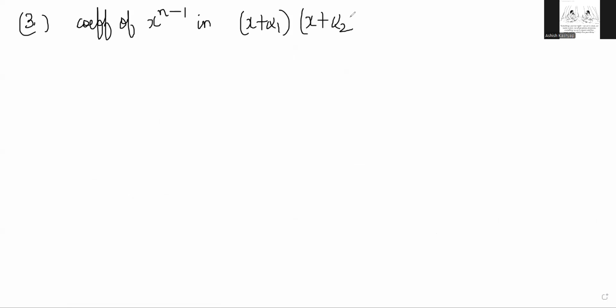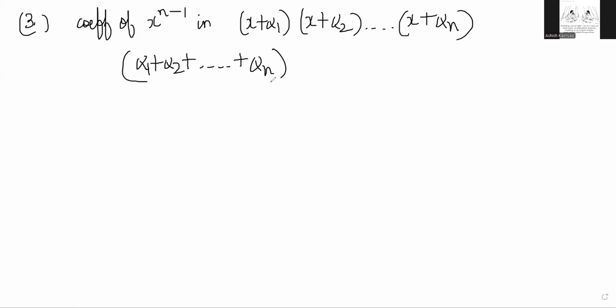Another related result will be the coefficient of x power n minus 1 in the expansion of (x plus alpha 1)(x plus alpha 2), and so on till (x plus alpha n). The coefficient would be simply alpha 1 plus alpha 2 plus till alpha n. This is the required coefficient, right?